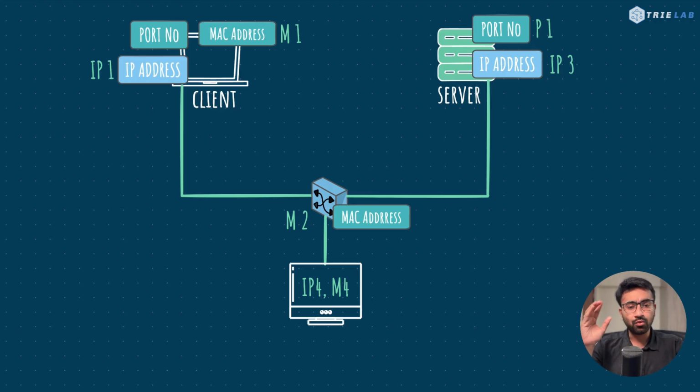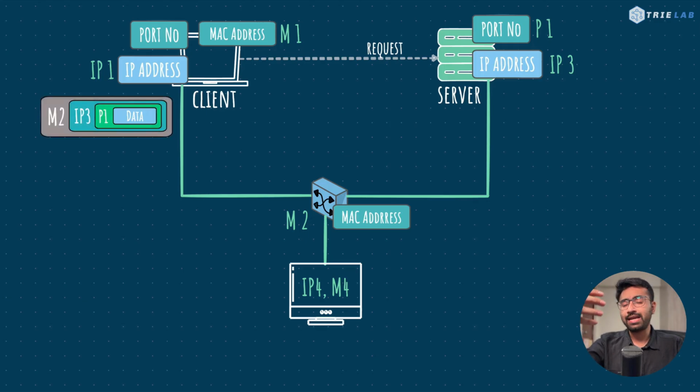Now, say the client wants to send a request to the server, so it will create the data, format it, add a bunch of headers, and create a data packet. If you notice, we are identifying in the data packet that we want to connect to the process P1, the destination is IP3, and the next hop MAC address is M2, because the client knows that it is connected to a switch, and the switch has a MAC address M2.